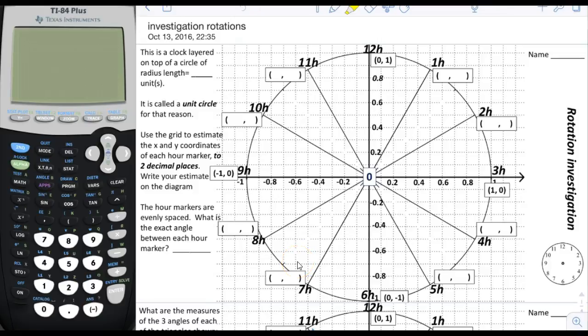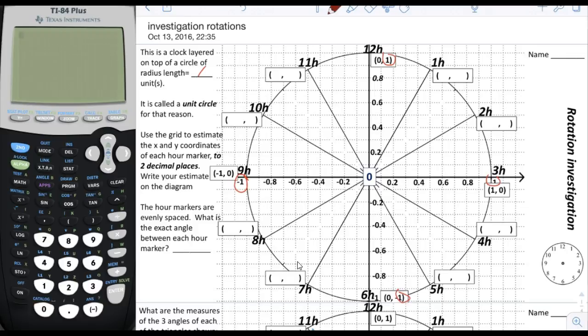This is a video to help you finish up the investigation for rotations. Just going to go real quick through these, and sometimes I'll just fast forward. This is a clock layered on top of a circle of radius length 1, right? You see how the radius for each direction is 1. It is called a unit circle for that reason, because it is 1 unit in radius.